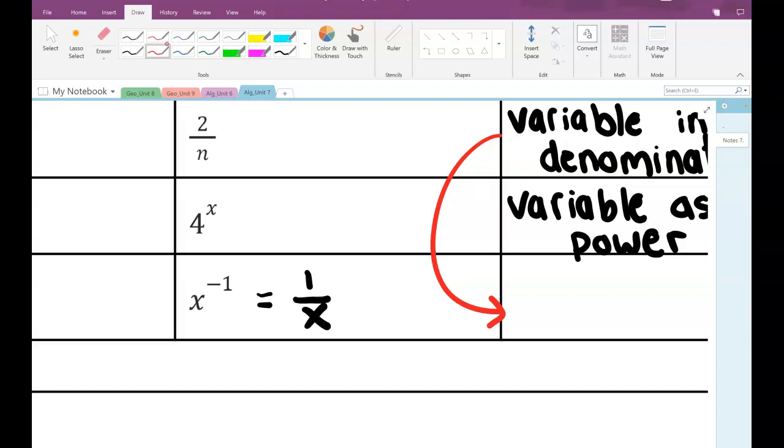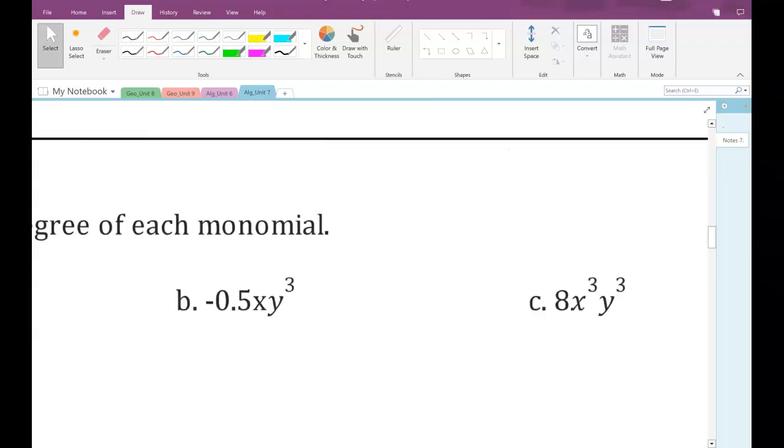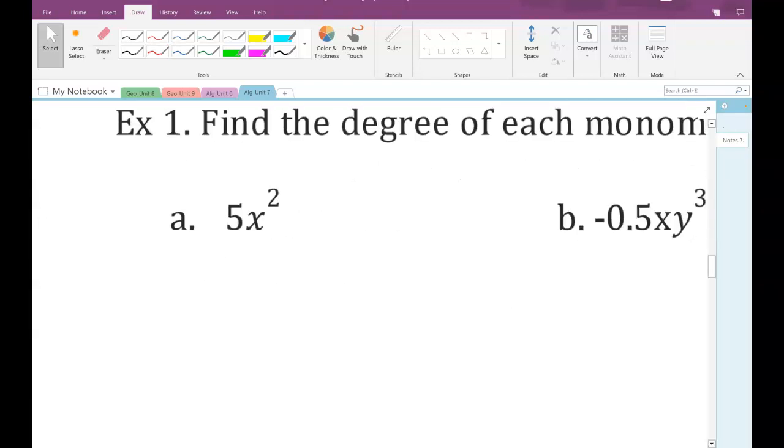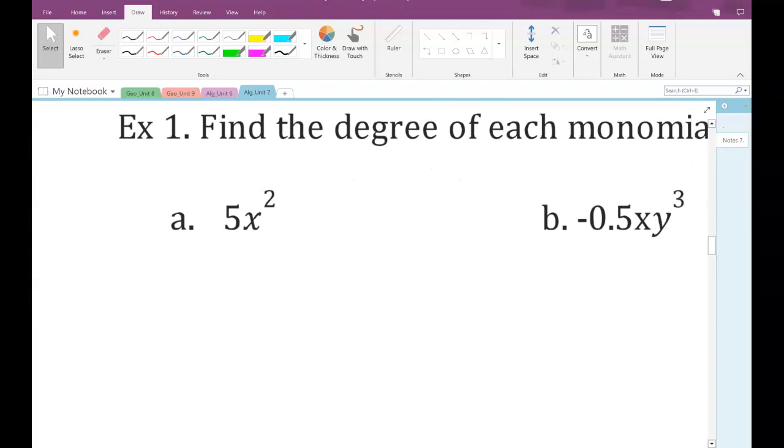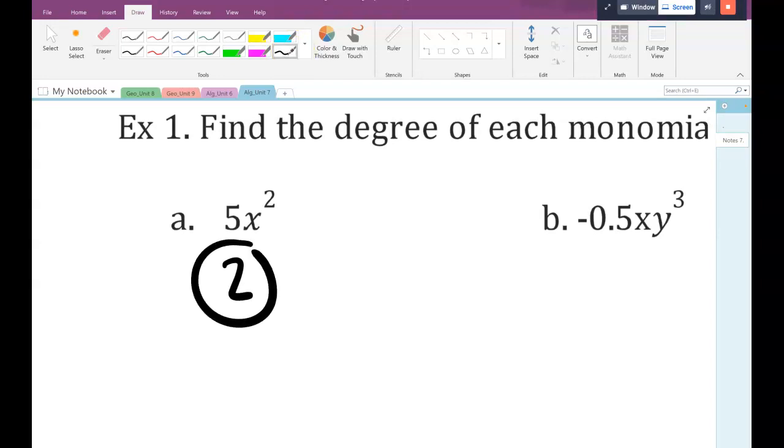So on the rest of the front of the page, I just gave us 8 examples of monomials, and we're going to figure out the degree of them. So for example, 1a, we have 5x squared. We're taking the sum of our powers. So this would be 2. That's our only power. We just have x to the power of 2.